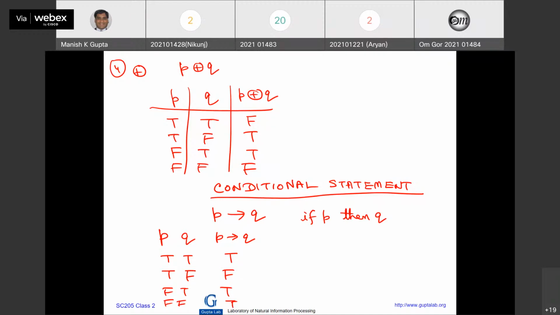So there are different ways you can say that: if P then Q, if P comma Q, P is sufficient for Q, Q if P, Q when P, all kinds of shorthands people write, right? Q is necessary for P, Q follows from P. Okay. So this is the conditional statement.